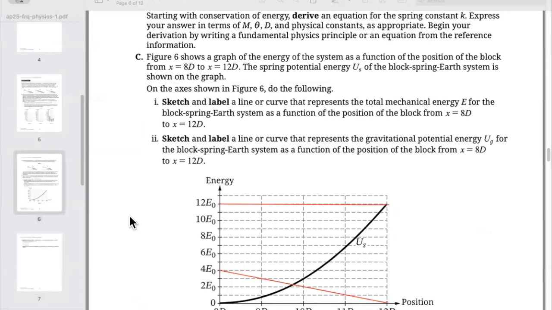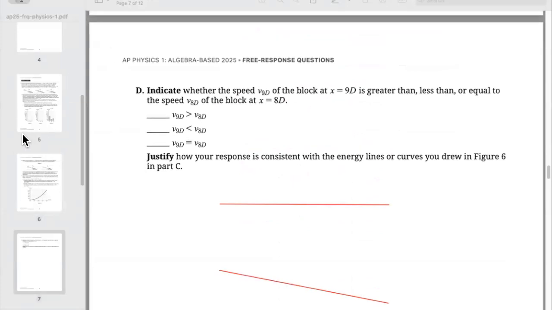So I'm going to go back over here. Let's take a look at 9D. You have 1 E0 worth of energy. It should be equal speed, by the way. I can tell that because based on the graph, you have 1 E0 worth of spring potential energy and 3 E0 of gravitational potential energy. That leaves 8 E0 left over for kinetic energy, which is exactly the same as what you should have at 8D because of conservation of total energy. So they should be the same. They should be the same speed because of that reason.